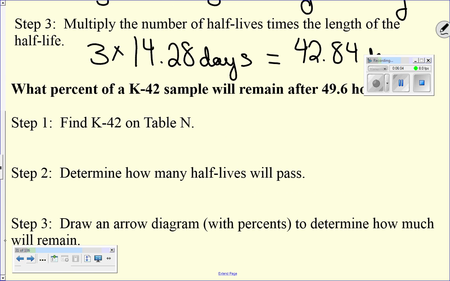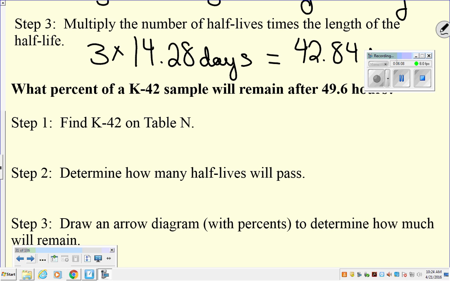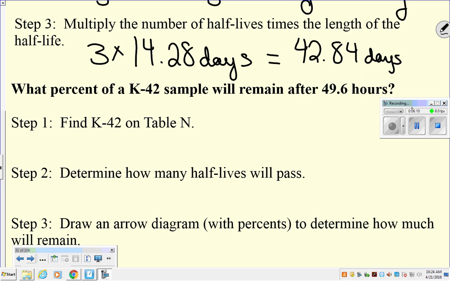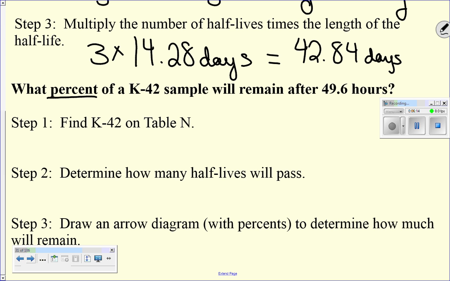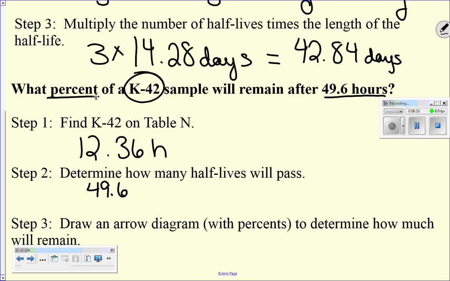Actually, just realized I had cut a problem out of your notes that is on this slide. I am going to walk through it just so that you have an opportunity to see a question that involves percent. These are pretty straightforward, not a whole lot different, except we do have percents instead of grams. So I want to know the percent of potassium-42 in a sample that will remain after 49.6 hours. Potassium-42 has a half-life of 12.36 hours. My total time is 49.6 hours.